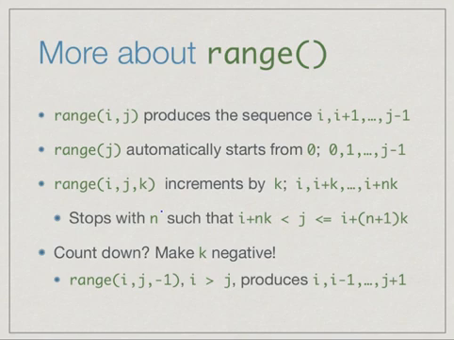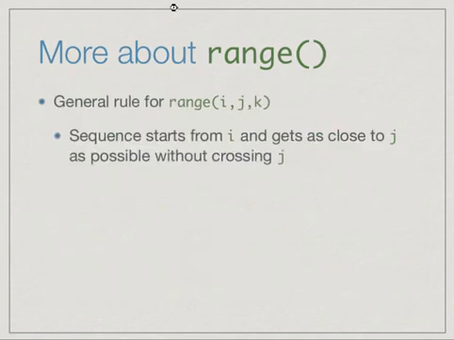Having a step also allows us to count down. All we have to do is make the step negative. So if we say i, j, minus 1, then provided we start with a value which is bigger than the final value, we will start with i, produce i minus 1, i minus 2 and so on, and we will stop with j plus 1. So the general rule for the range function is that you start with i and you increment, or decrement if k is negative, in steps of k such that you keep going as far as possible without crossing j.